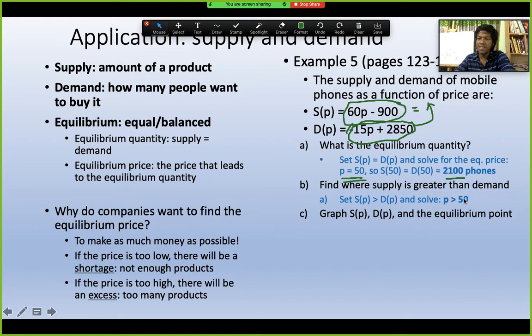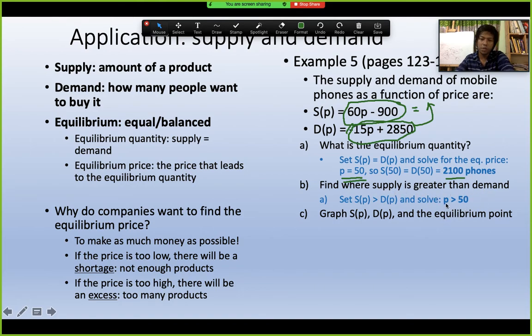That means if the price is more than $50, and $50 is our equilibrium, and you start selling your mobile phone at more than 50, people will not buy it. That means supply is now more. In the market you will see a lot of mobile phones, but people are not buying them. Why? Because the price is more than 50. That mobile phone is worth $50, the price is more than 50, that's why people are not buying it. So that's why supply is greater than demand here.